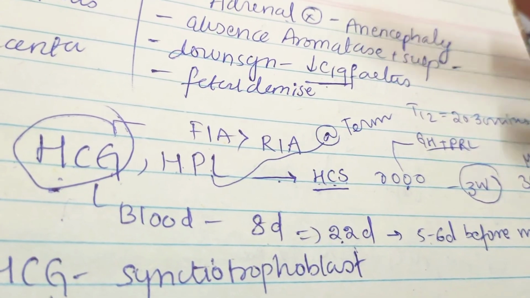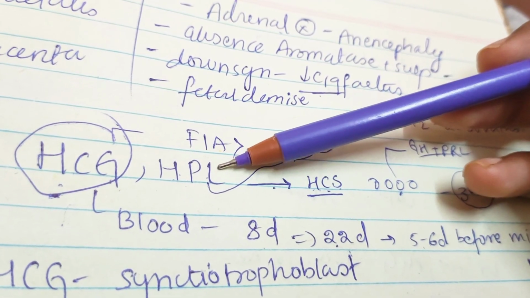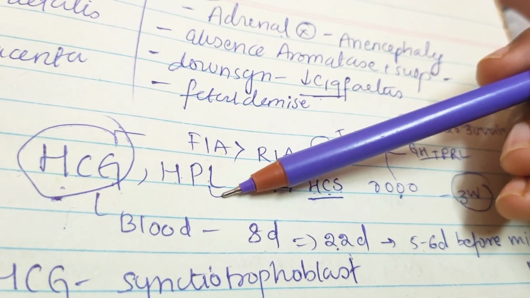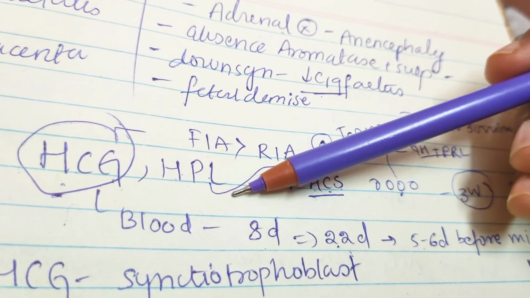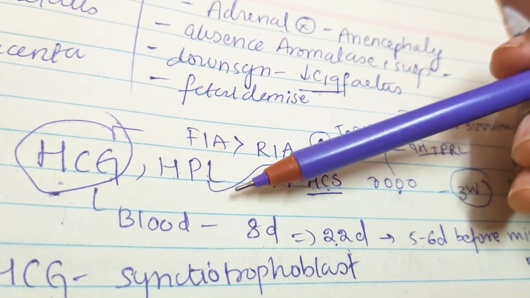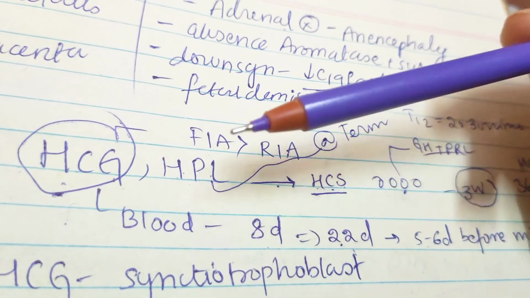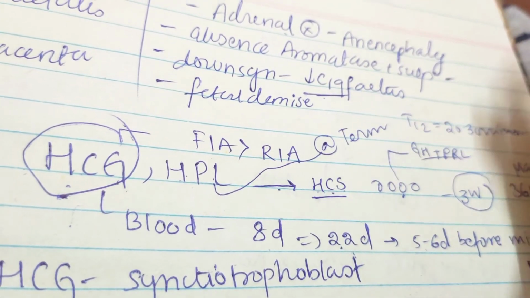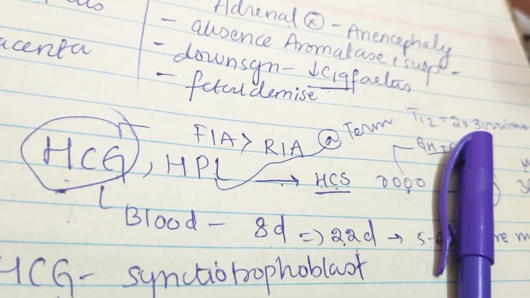And this HPL will bring about insulin resistance. It will bring insulin resistance by increasing the glucose levels in the blood. Note that the hormone which brings insulin resistance especially is HPL. After HPL you will get estrogen, progesterone, and also cortisol. So that's about HPL. So by this we have completed this.